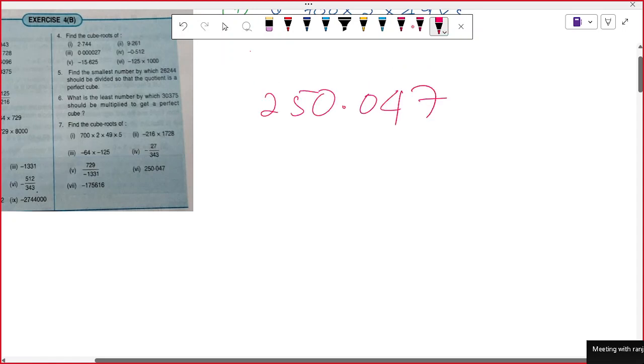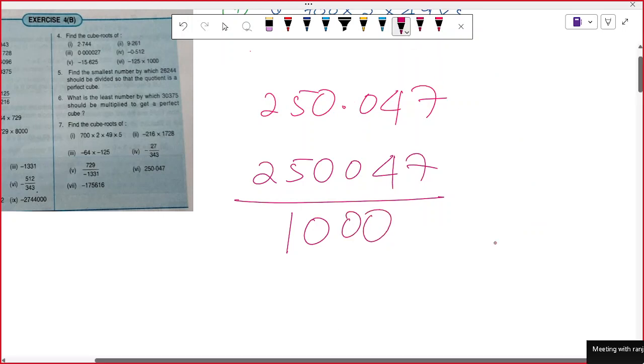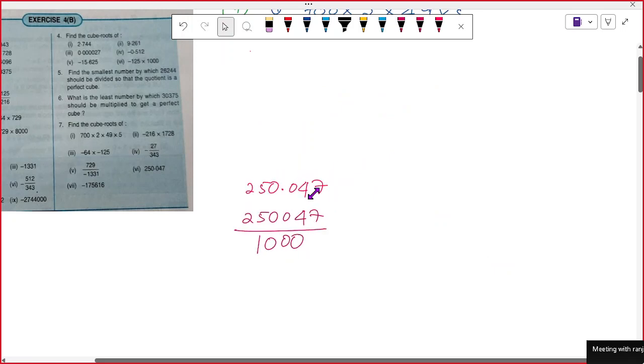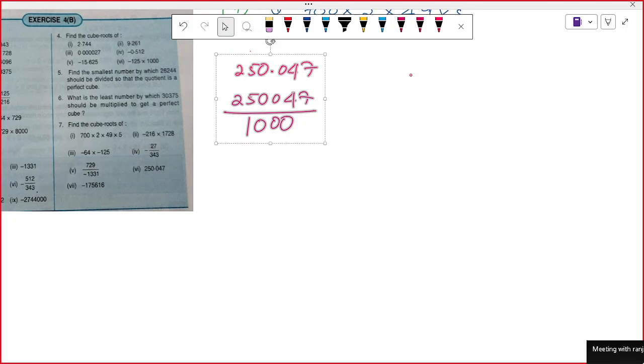250.047. First, remove the decimal. When you remove it, what do you get? 250047 divided by 1000. There are three decimal places, so 1000, three zeros. Now find the cube root of this. The cube root of 1000 is 10. Correct.